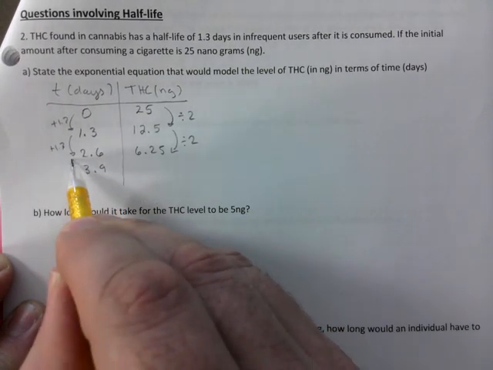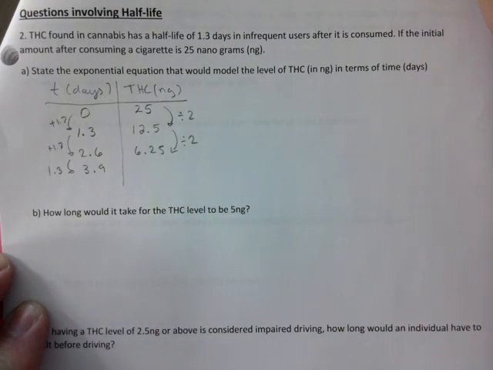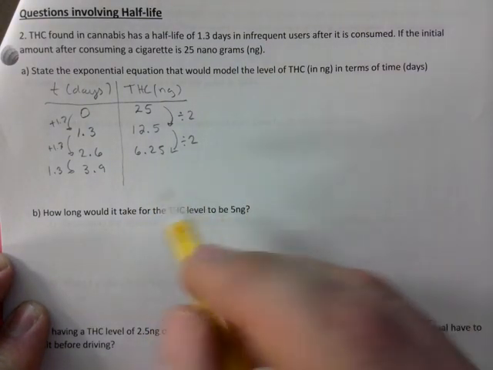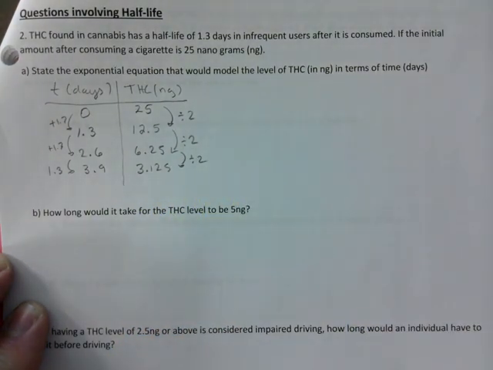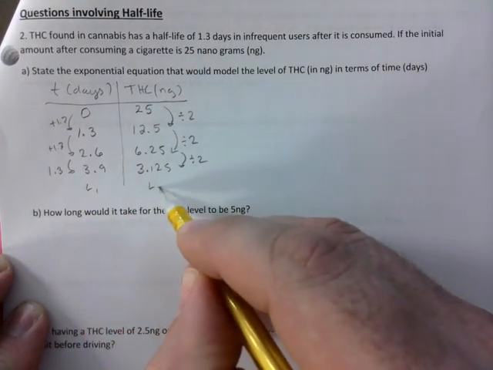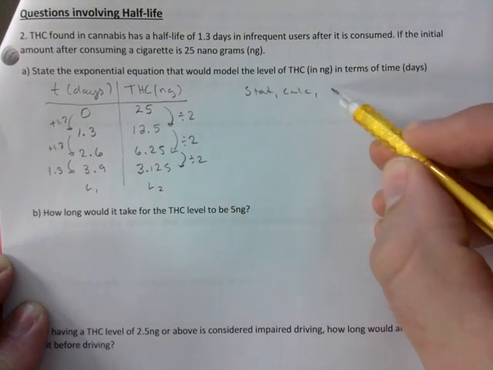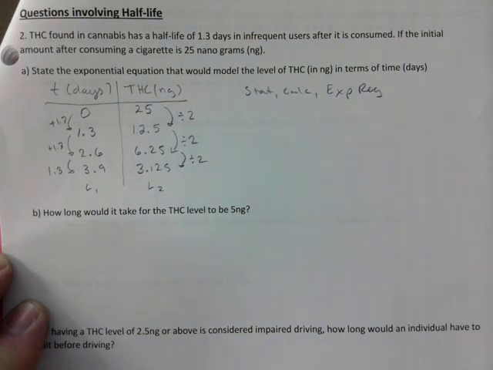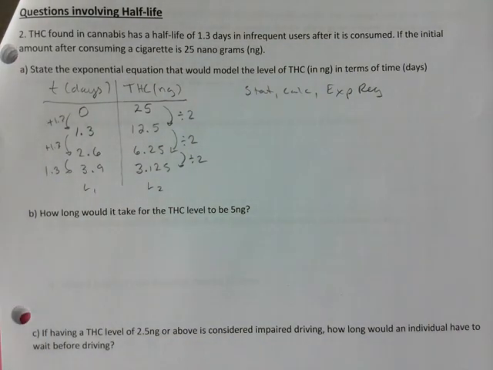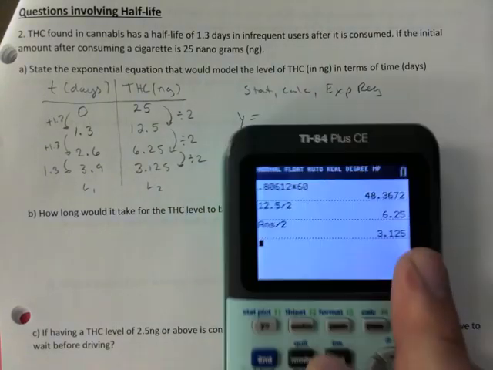And then let's do one more. 3.9, right? If you add 1.3 days, you'd be half of that. So that'd be 3.125. Okay. We slap that into L1, this into L2, stat, calc, exponential. If you see doubling time and half-life, it's exponential. Don't even try anything else. Don't try linear or anything like that.